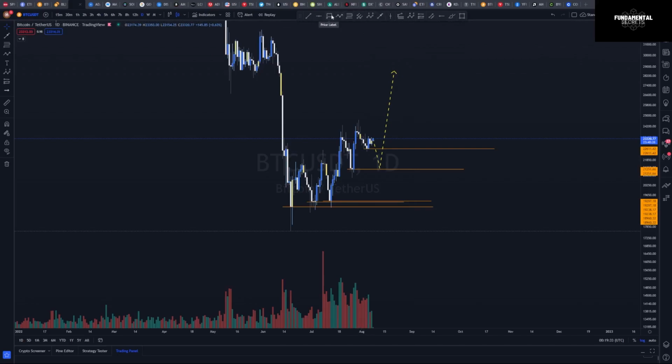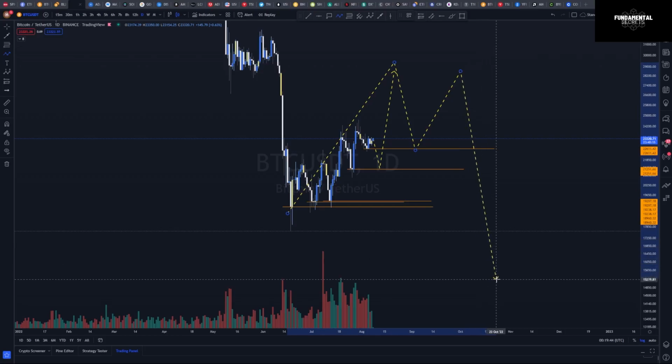This would then form an M, right? Because this formation would go like this. We'd probably get a bounce to here, a move back up to the high, maybe a little bit lower, and then we would go deeper. So that for me would formulate an M.